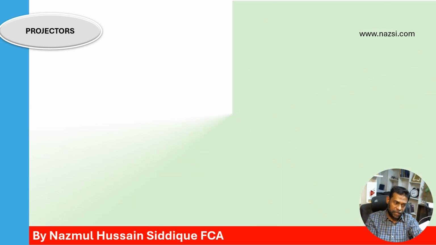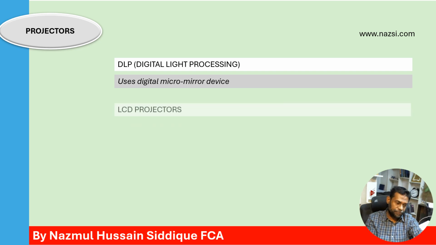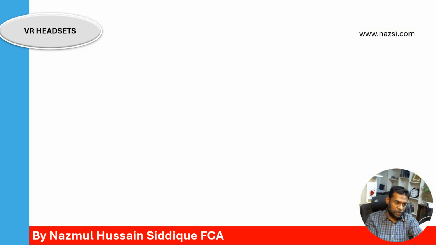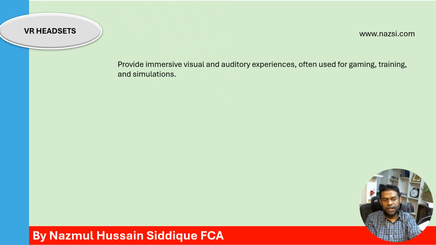Projectors are another output device. DLP is a kind of projector, digital light processing. It uses a digital micromirror device. LCD projectors use liquid crystal display technology. Then VR headsets, virtual reality headsets. Virtual reality headsets provide immersive visual and auditory experiences often used for gaming, training, and simulations.